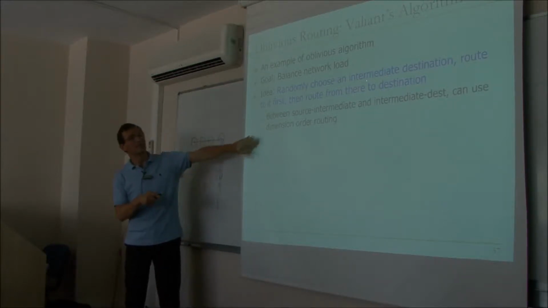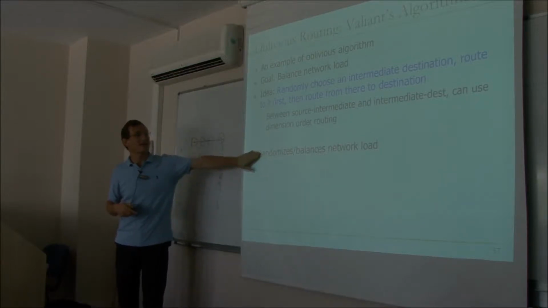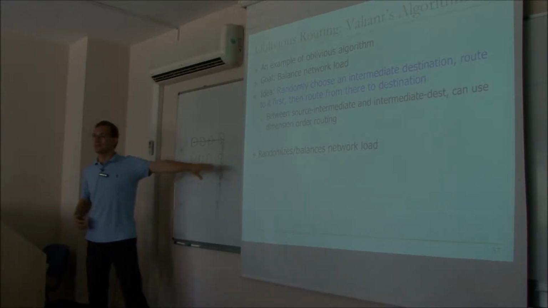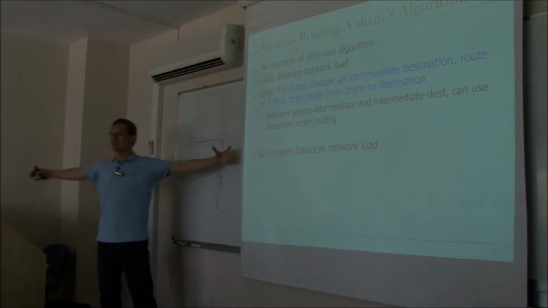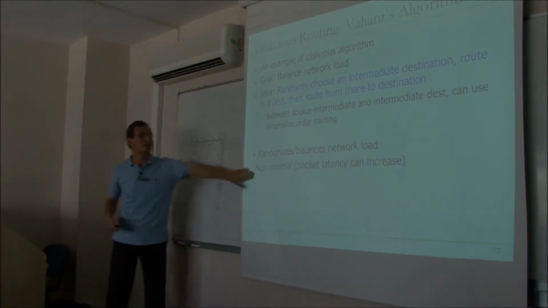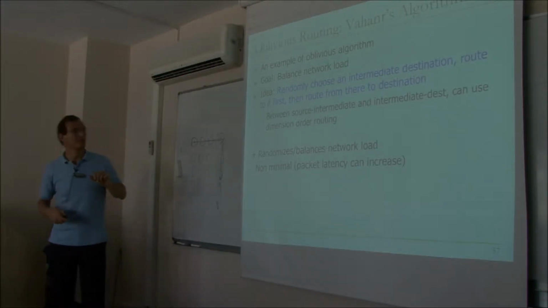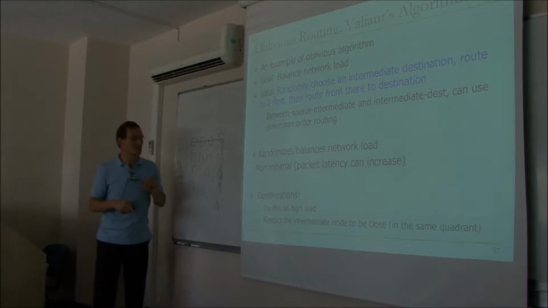And you can choose multiple intermediate destinations as well, right? The upside is it randomizes and balances network load, so this exploits path diversity really nicely, right? Because you're taking advantage of that path. The downside is it's non-minimal now, right?